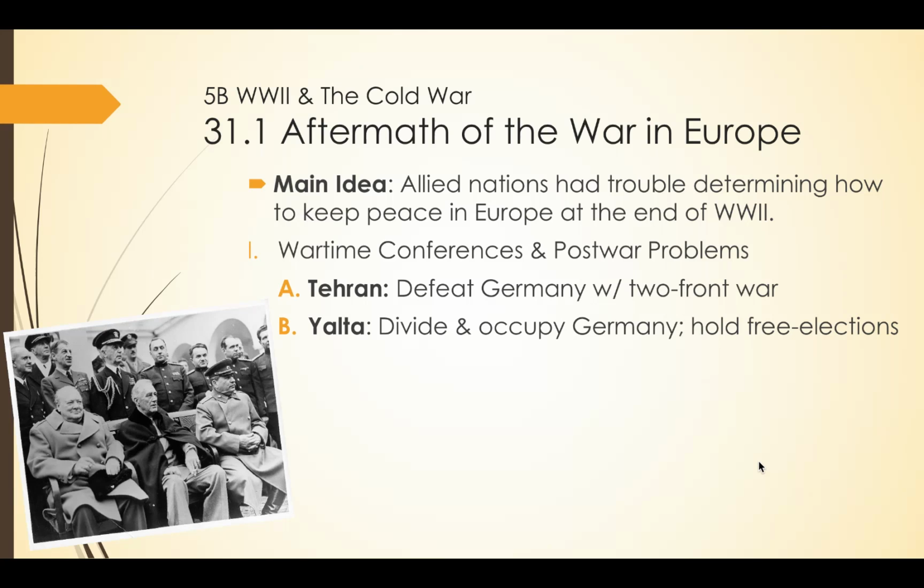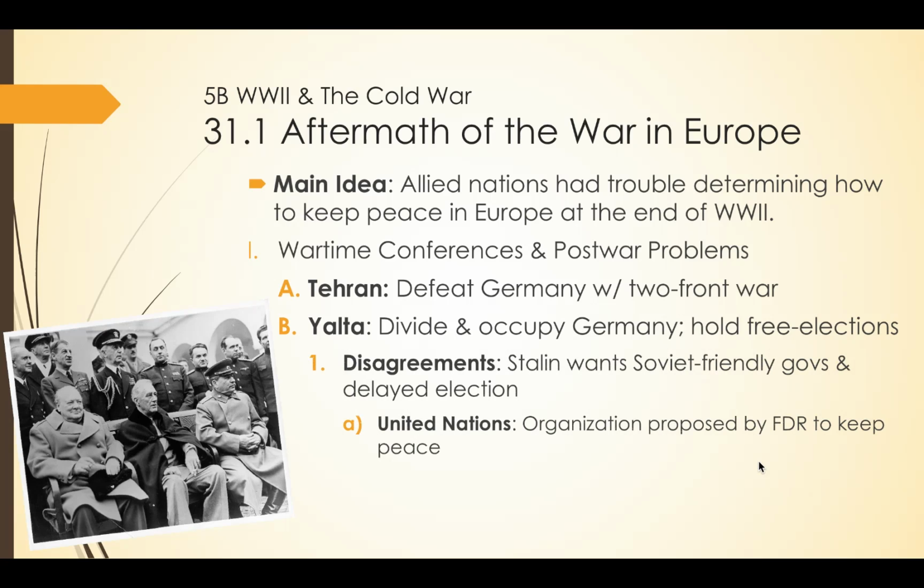Germany would be divided into four different regions. The United States would govern one region, Britain would govern another, the Soviets would govern their own, and France would also get to govern a region. They would govern and control these regions until a government and economy were stable enough to run itself. They also agreed that there should be free elections for all the countries that were conquered by Germany and the Nazis, as well as the countries conquered by the Soviet Union, so that people get to vote and decide what kind of government they wanted to have.